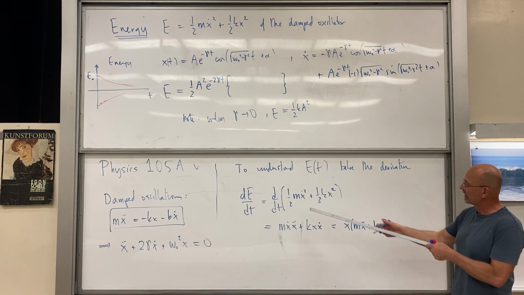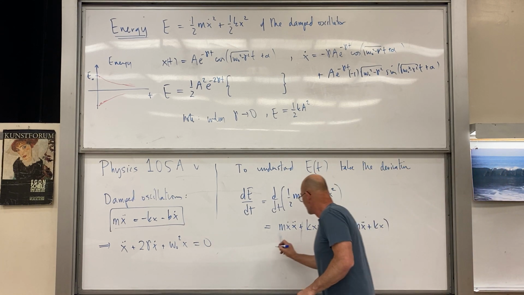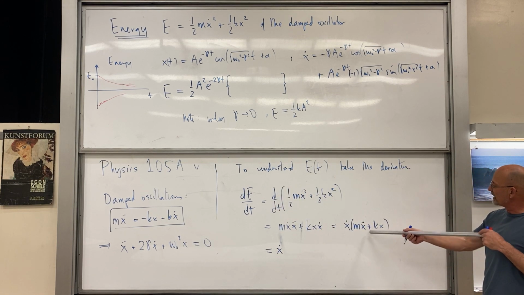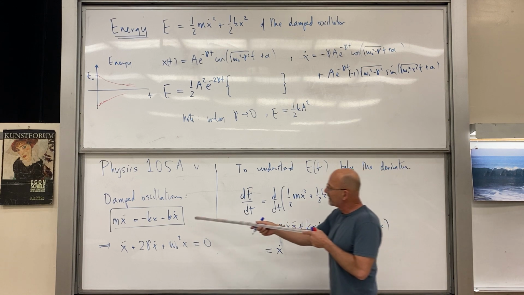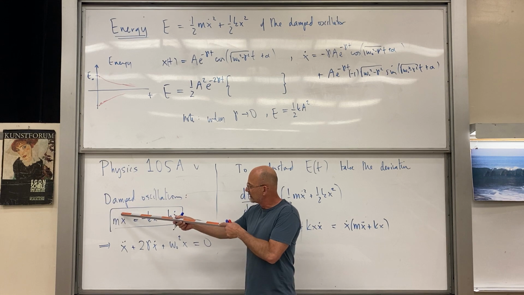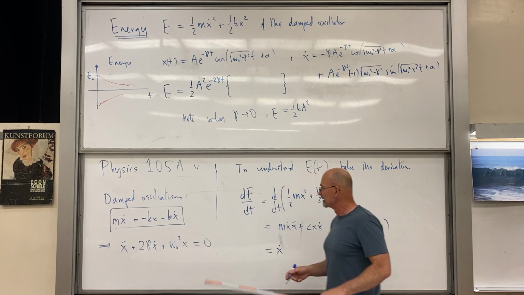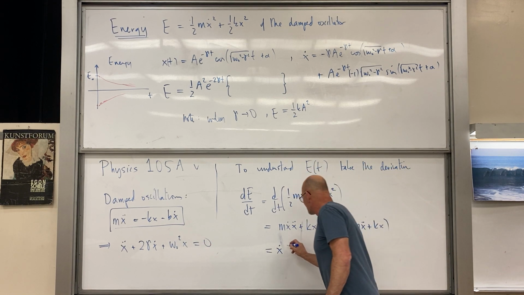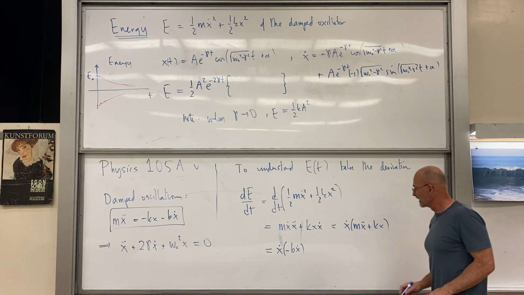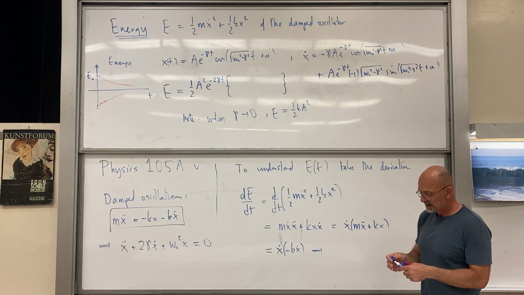Okay, so far so good. I've just taken the time derivative, it's the chain rule. But now this next step is great. We've got the x dot out here, and then the m x double dot plus kx. If we look at the original equation, which is what we're working with, m x double dot plus kx equals minus b x dot. So this is x dot times minus b x dot. And we have a great result. Maybe I'll write it in red.